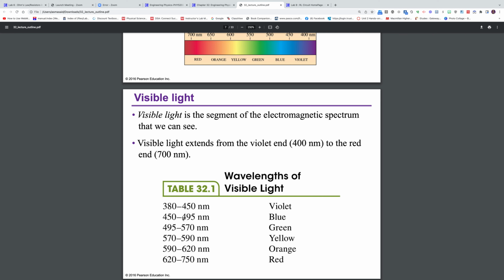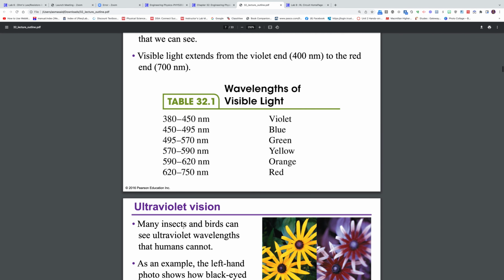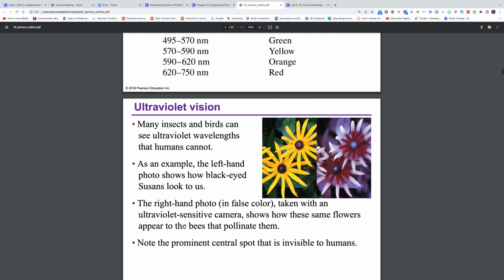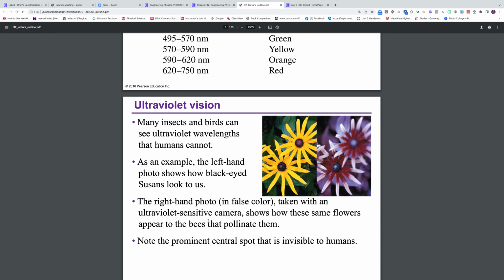Then the visible light is the segment of the electromagnetic spectrum, the only segment that we can see. Visible light extends from 400 nanometers, which is the violet, to the red, which is 700 nanometers. There are also approximate boundaries for different colors. Now, this is really very interesting.